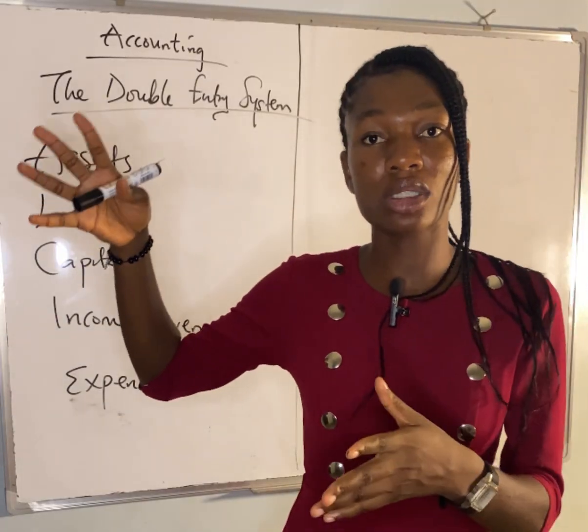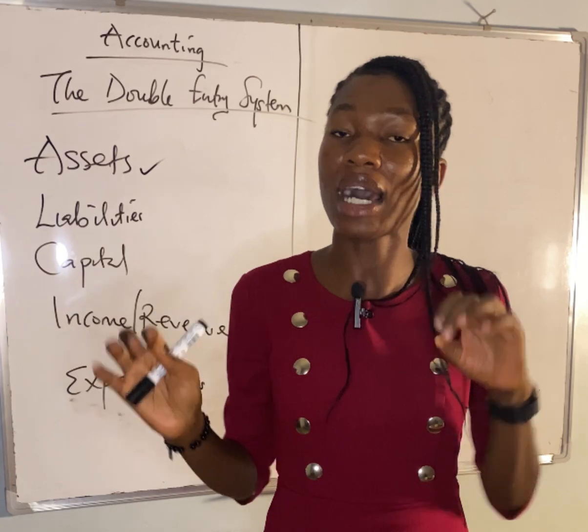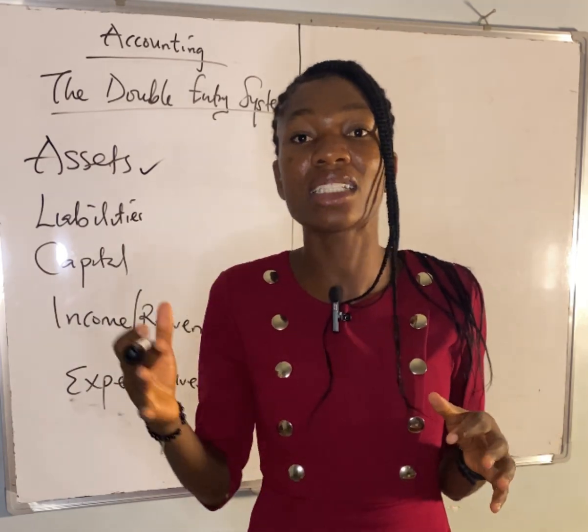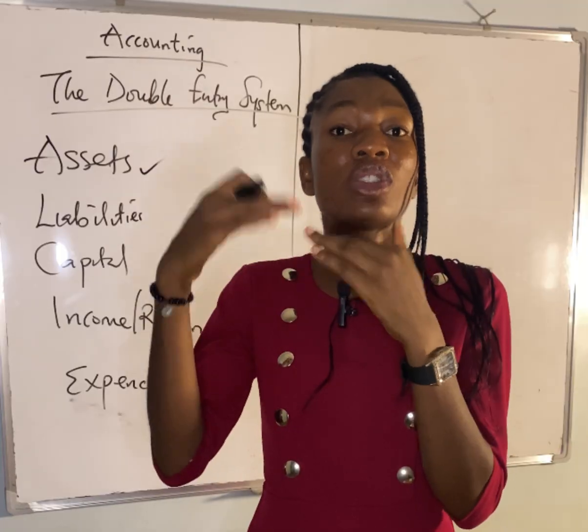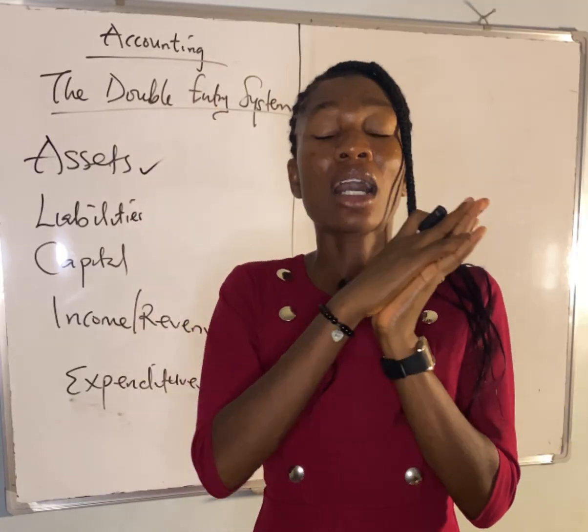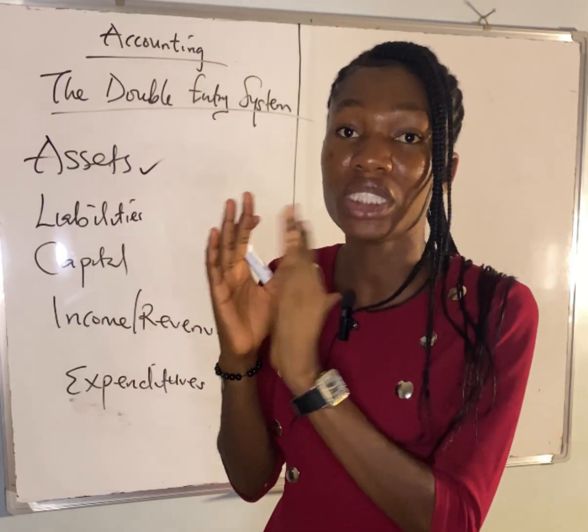Now an asset can be long term, that's non-current asset, and then we have current asset. Non-current asset means that this asset can last for more than a year, or can still be used even after a year. Another accounting concept to have is the periodicity concept.